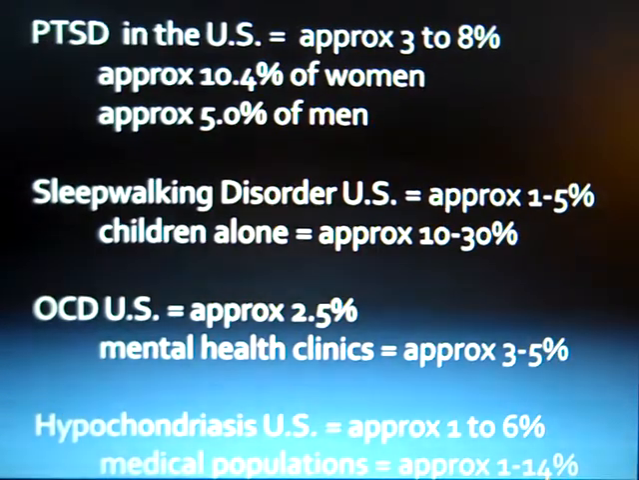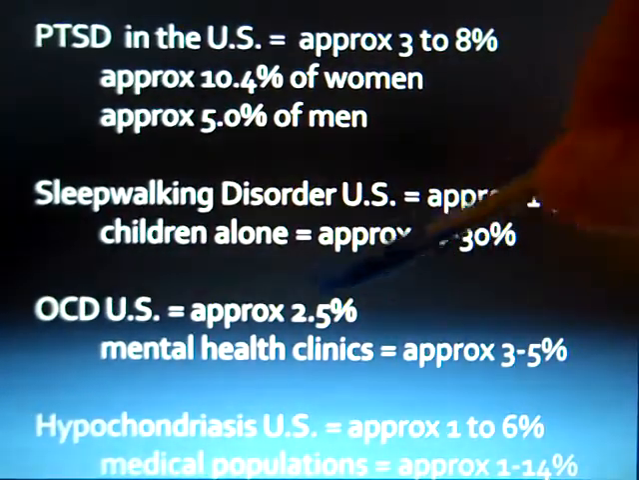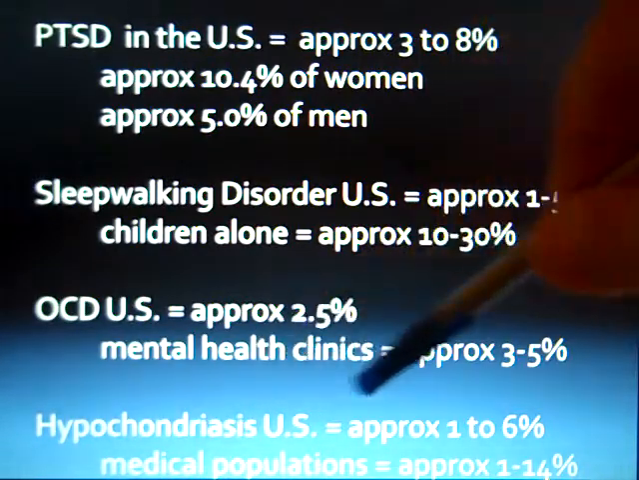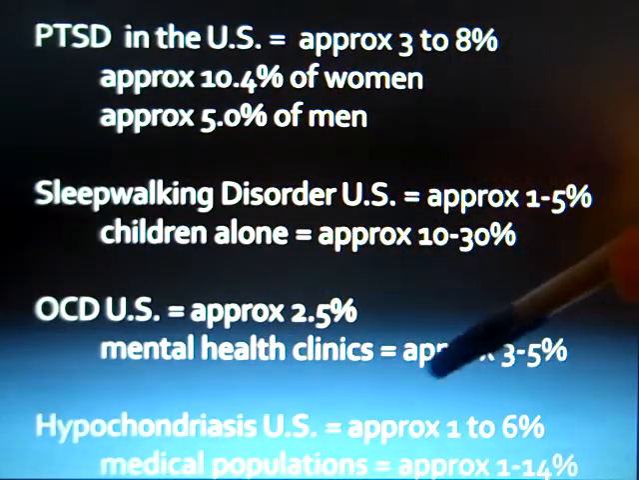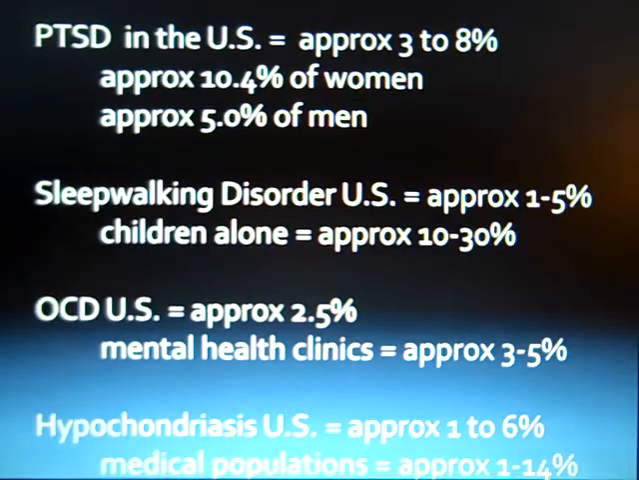I know it's kind of hard to see because of the angle here, but hypochondriasis, the hypochondriac. I'll read this off to you in case there's a glare here. Approximately 1 to 6% of the population suffers from hypochondriasis. Another prevalence rate, if you look specifically at medical populations only, so people who are in treatment or seeking treatment for medical problems, not even mental health problems, approximately 1 to 14% of these people in this specific population suffer from hypochondriasis.